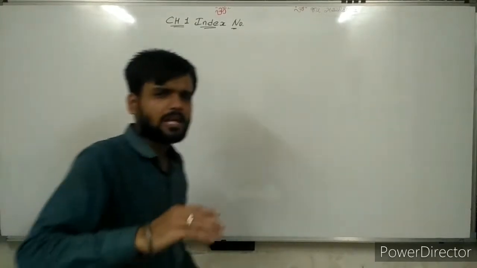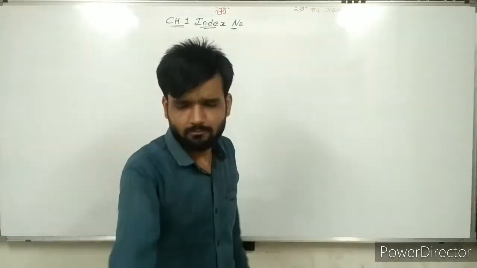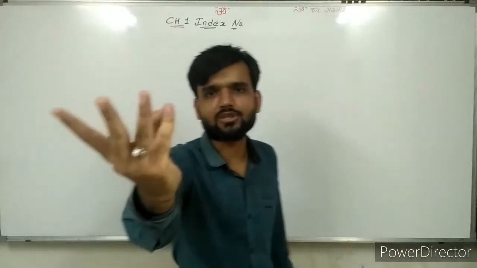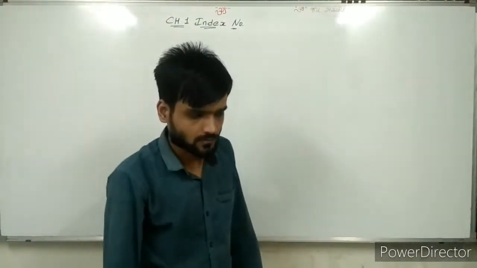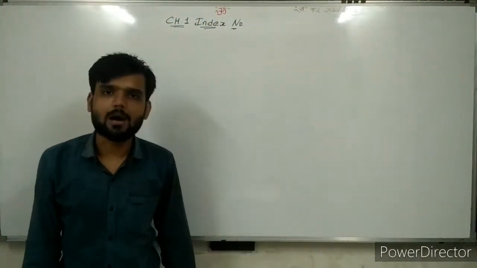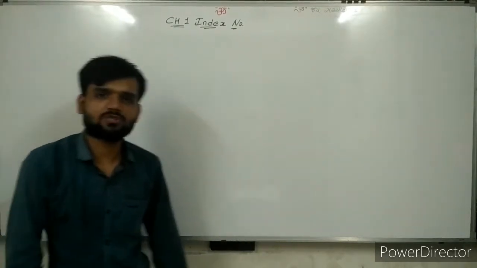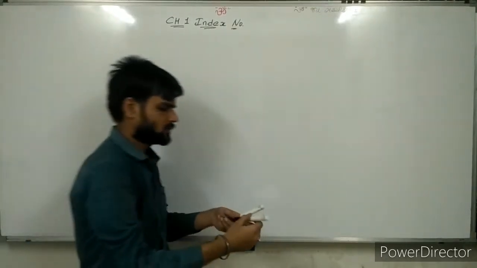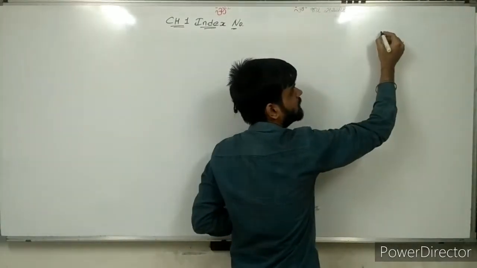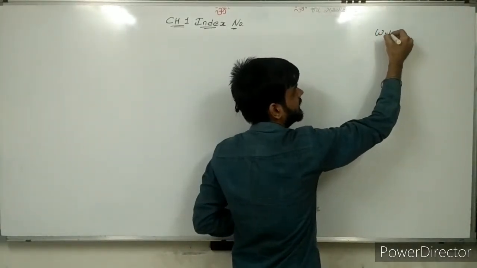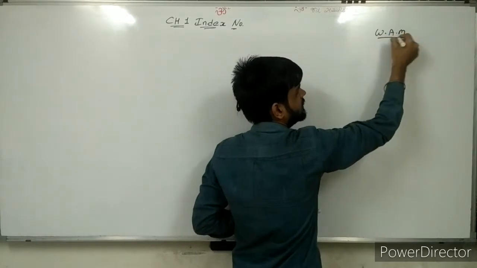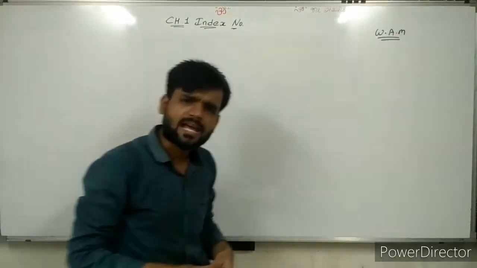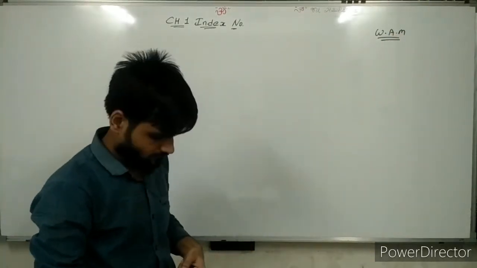First, today we are doing a new method. The method name is the weighted average method. Find the index number by the weighted average method. Now, what is the formula of the weighted average method? So here I am writing the formula. Weighted average method index number formula.